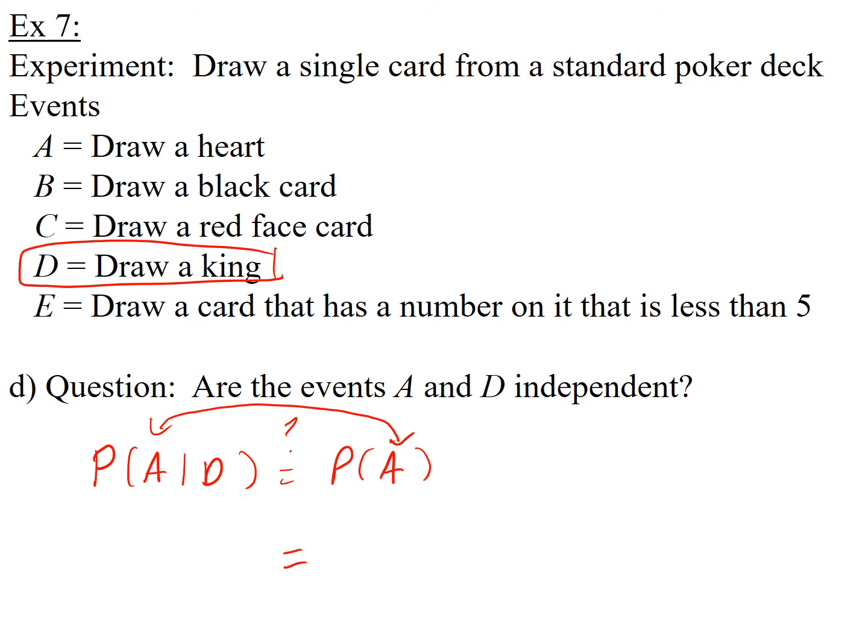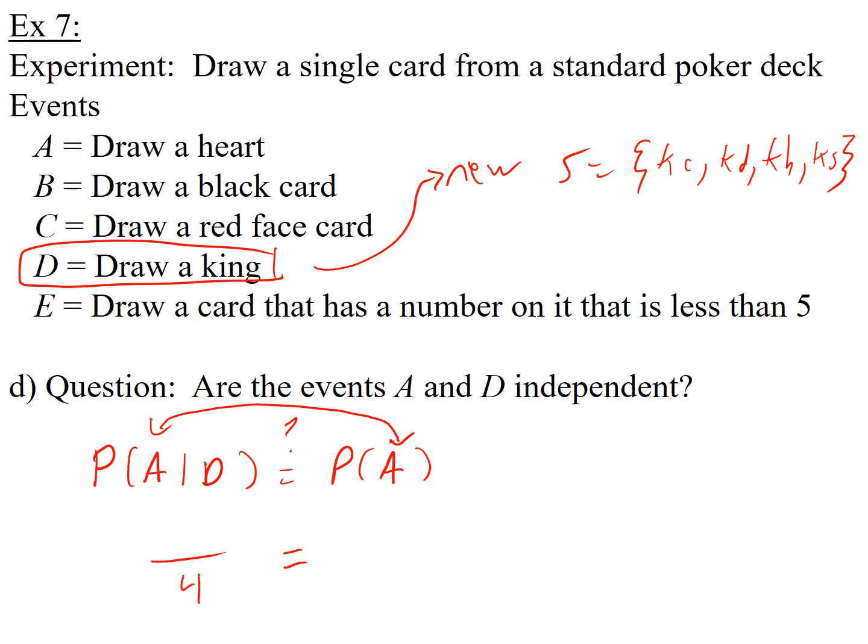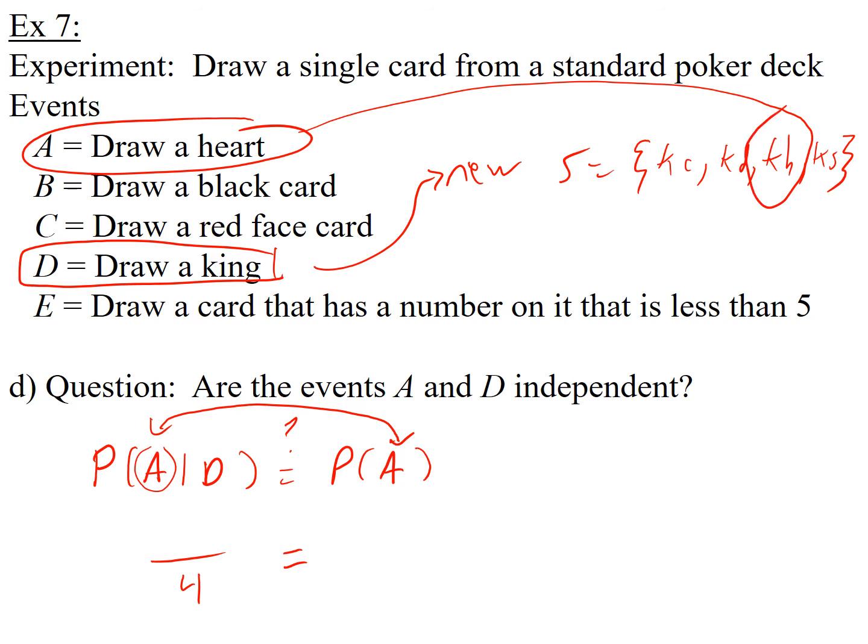That means I drew the card, I didn't look at it, I showed you, and you said I drew a king. That means the new sample space are the kings. So king of clubs, king of diamonds, king of hearts, king of spades. So there's 4 things in the new sample space. Okay, then I want to know the probability of A. So I want to know the probability of getting a heart. So I want to count the hearts in here, and that's pretty easy. There's just one heart there. So that is 1 out of 4.